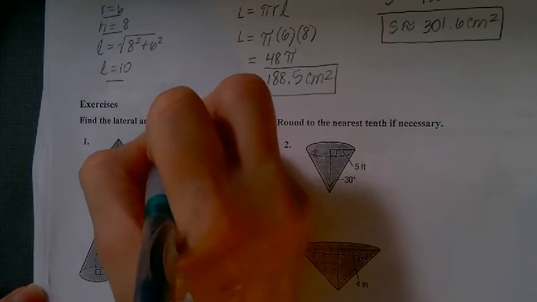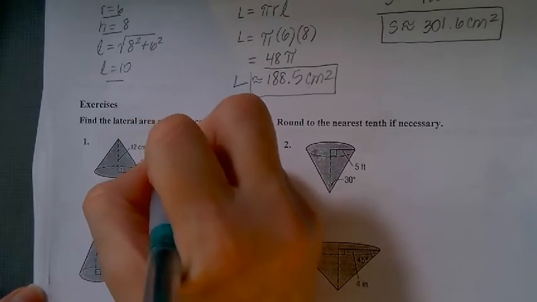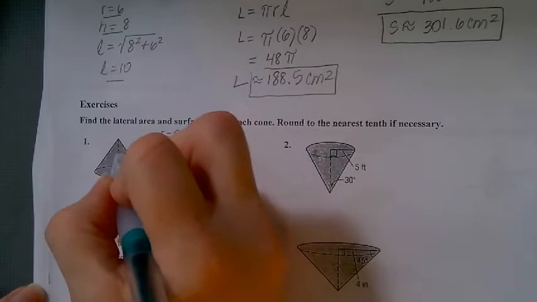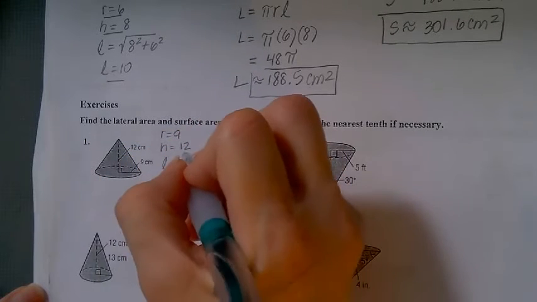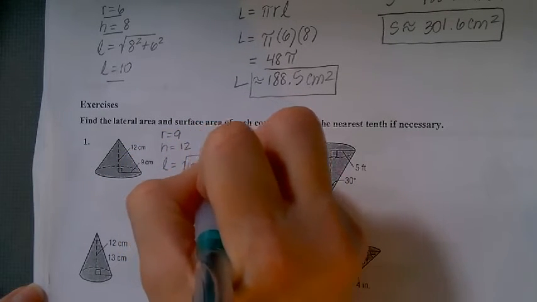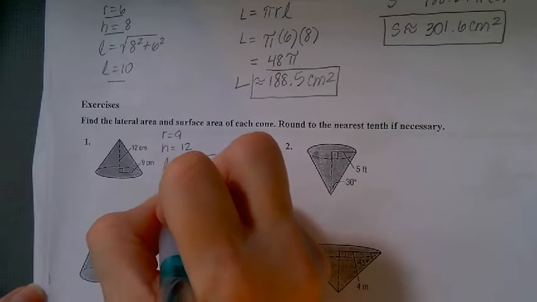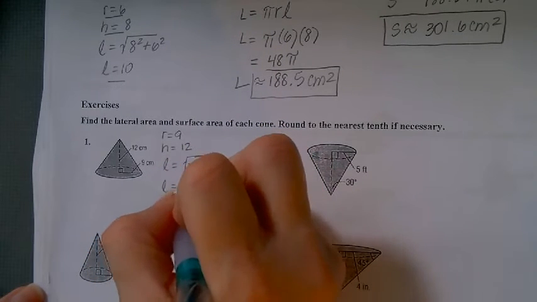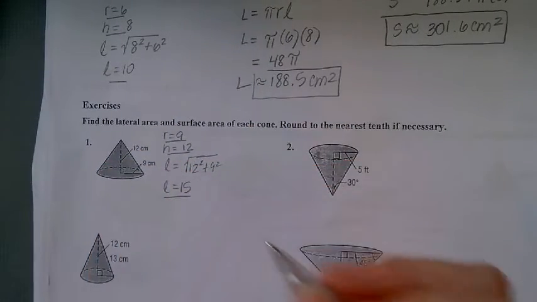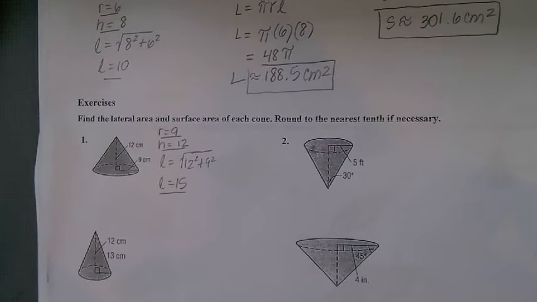So let's identify my pieces. I've got my radius is 9, my height is 12, and I need to find the slant height. Once again, Pythagorean theorem. So I have 12 squared plus 9 squared, and that will simplify to 15. So I've got my radius, my height, and my slant height. Once again, we're just going to substitute the values into the formula.